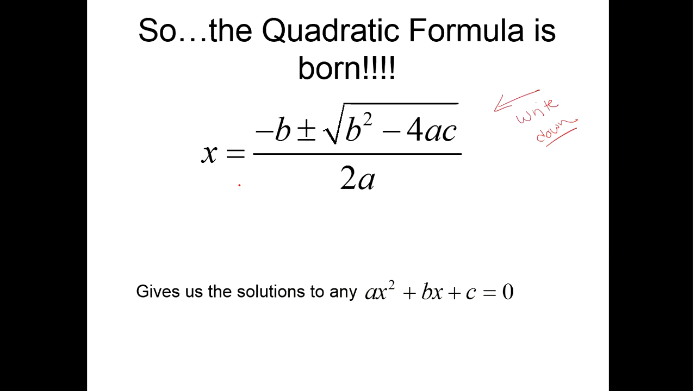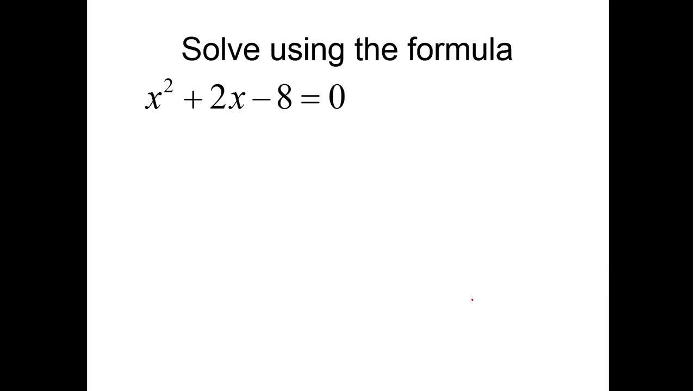So my quadratic formula is x equals negative b plus or minus the square root of b squared minus 4ac, divided by 2a. This gives us solutions to any quadratic. Now notice, guys, a, b, and c. You have already been identifying a, b, and c while we've been doing our factoring. So this is actually not going to be too bad. All it is is plugging numbers into a formula. So let's try our first problem here.